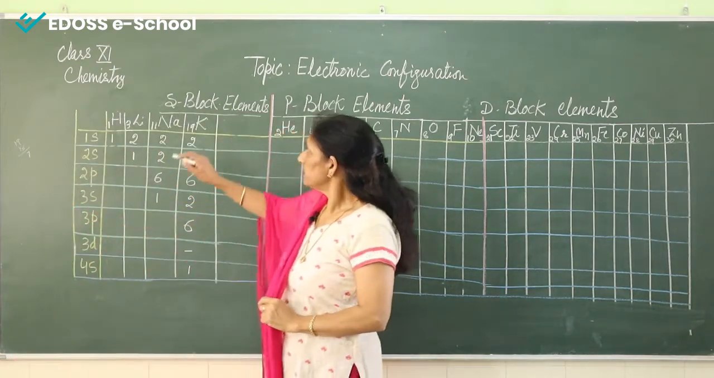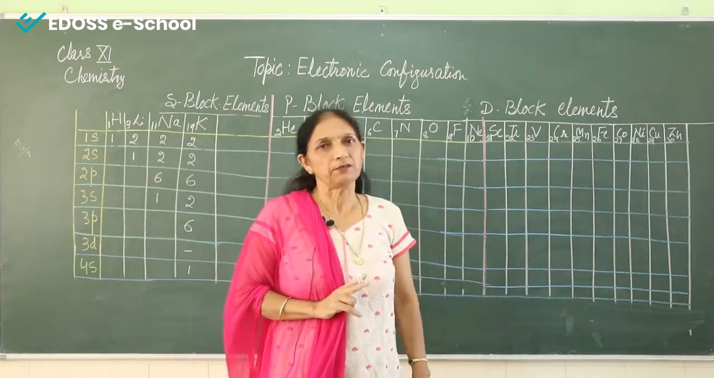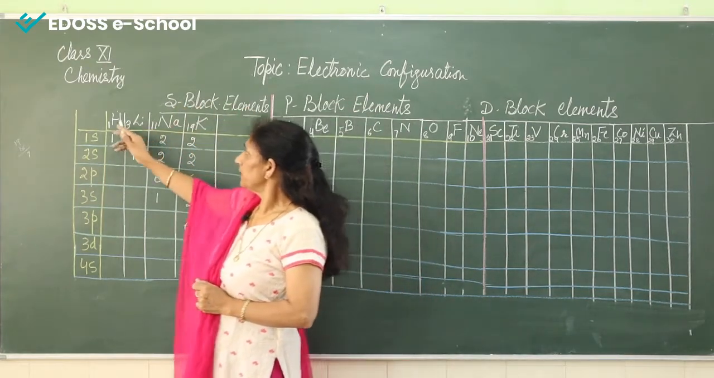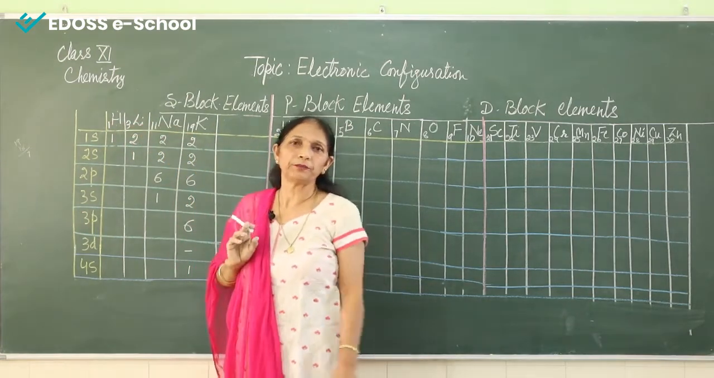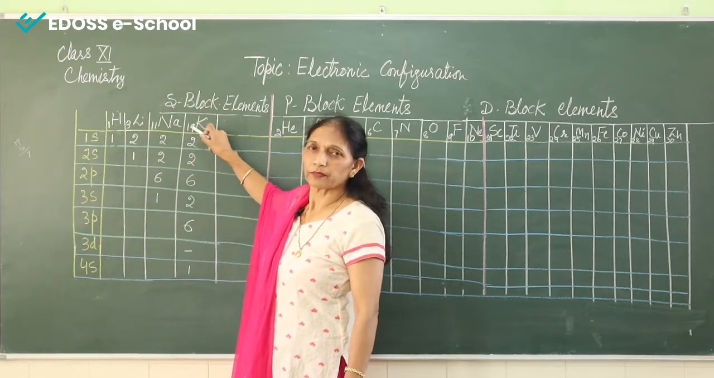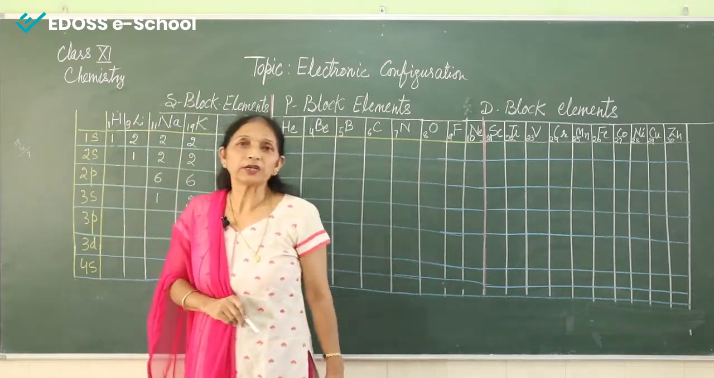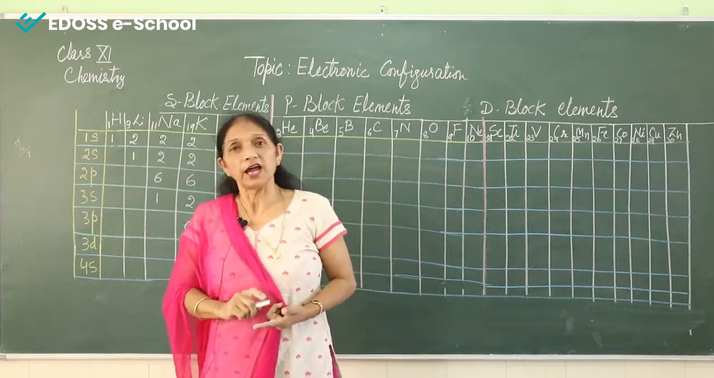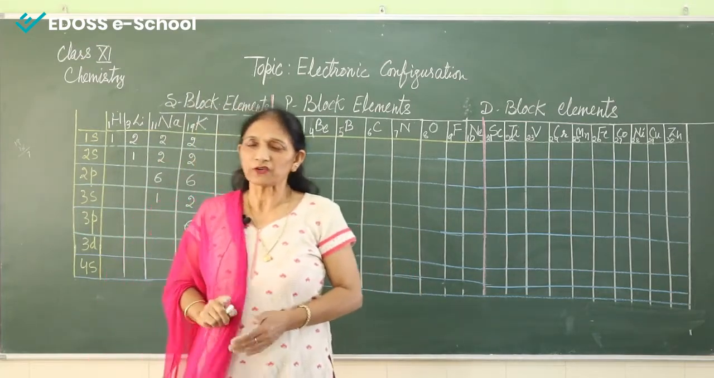Now see here, I have taken the first period elements only. These are S block elements: hydrogen, lithium, sodium and potassium. This is their atomic number. The distribution of electrons depends on their atomic numbers. For writing electronic configuration we must know the atomic number. This is very important. Without knowing the atomic number we cannot write the electronic configuration.